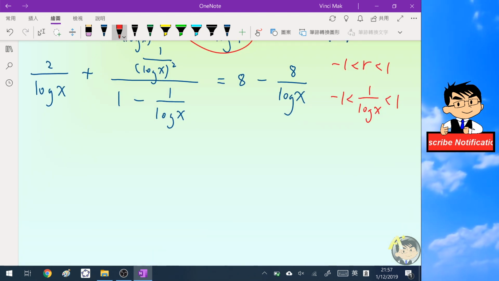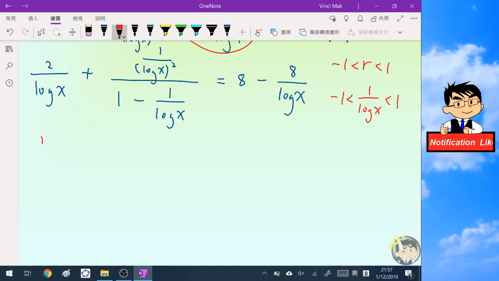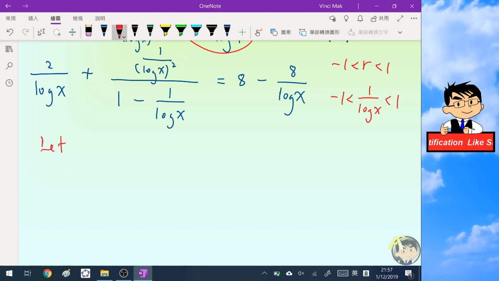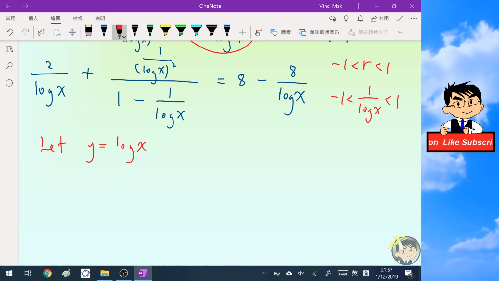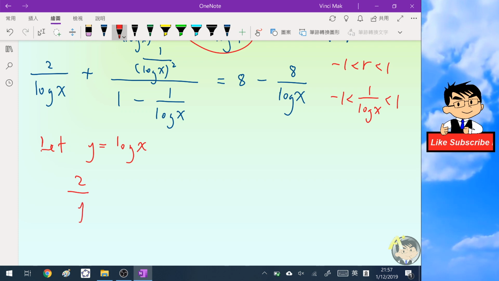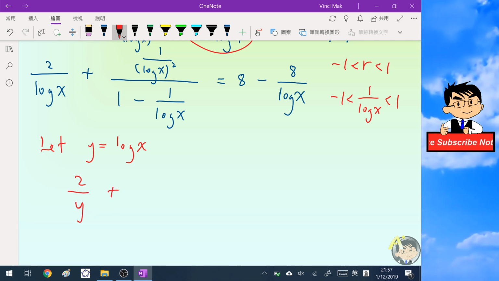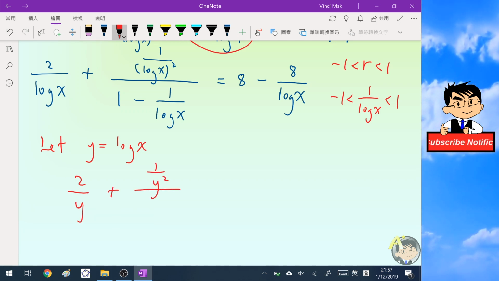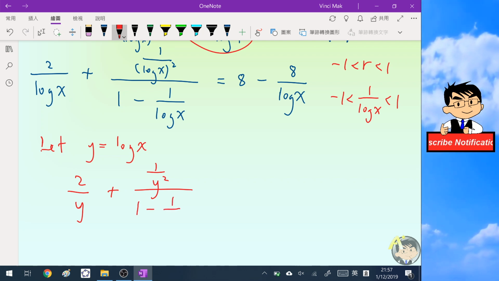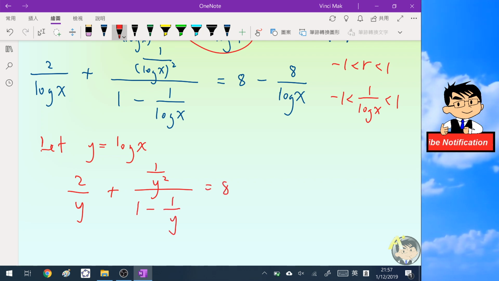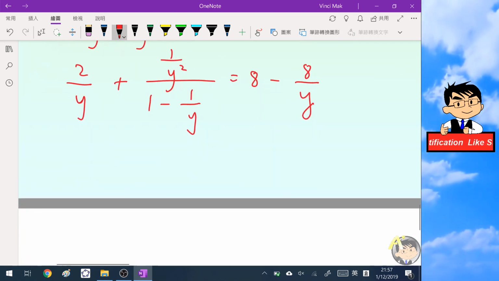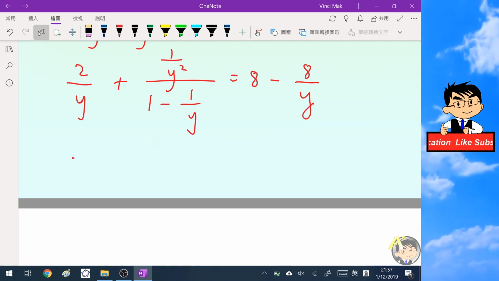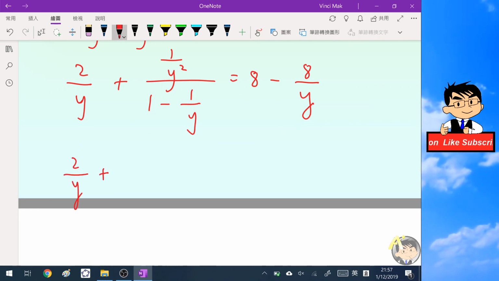Okay, there are so many log x in different positions. So how about we let another constant y equal log x. So now we have 2 over y plus 1 over y square over 1 minus 1 over y, and then equal x minus x over y. So this is more simplified. And then we do some algebra work.